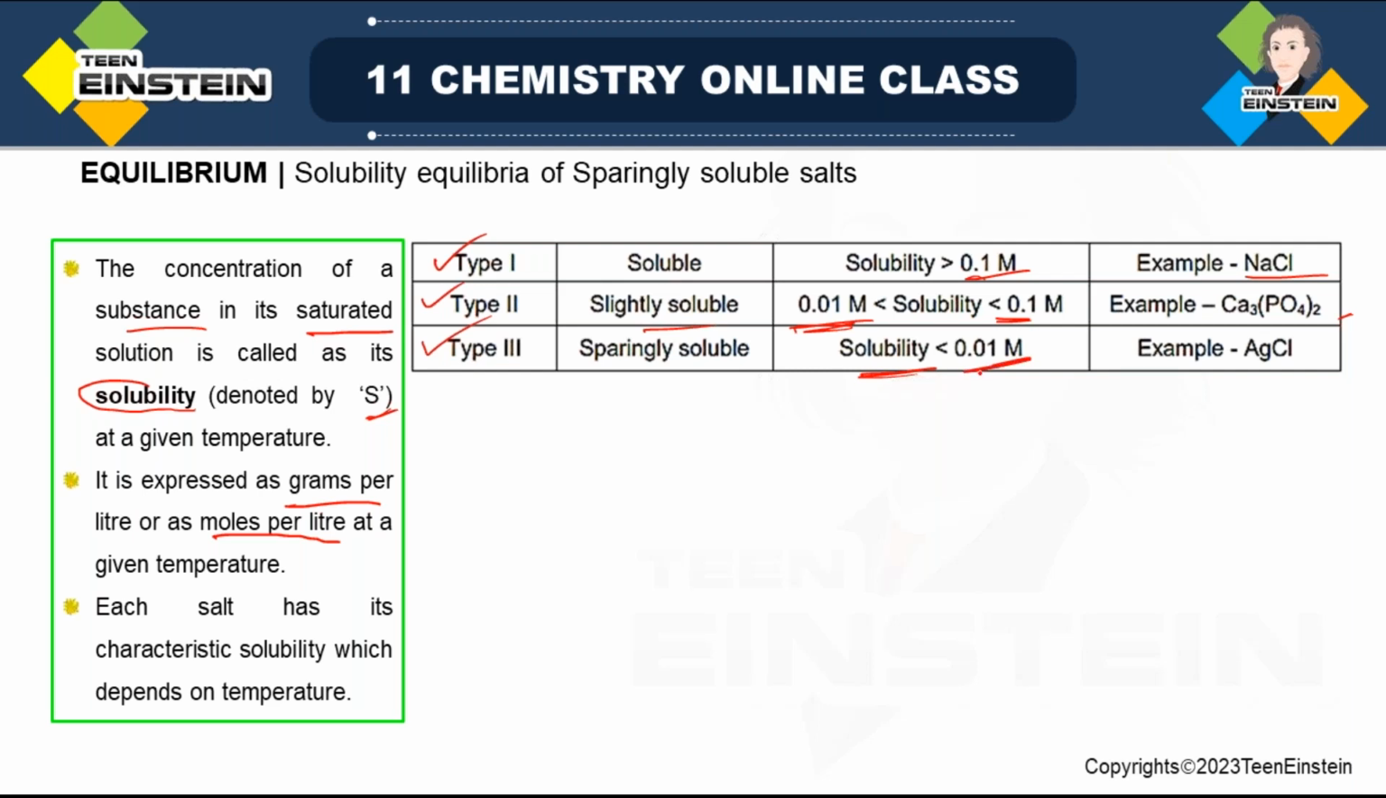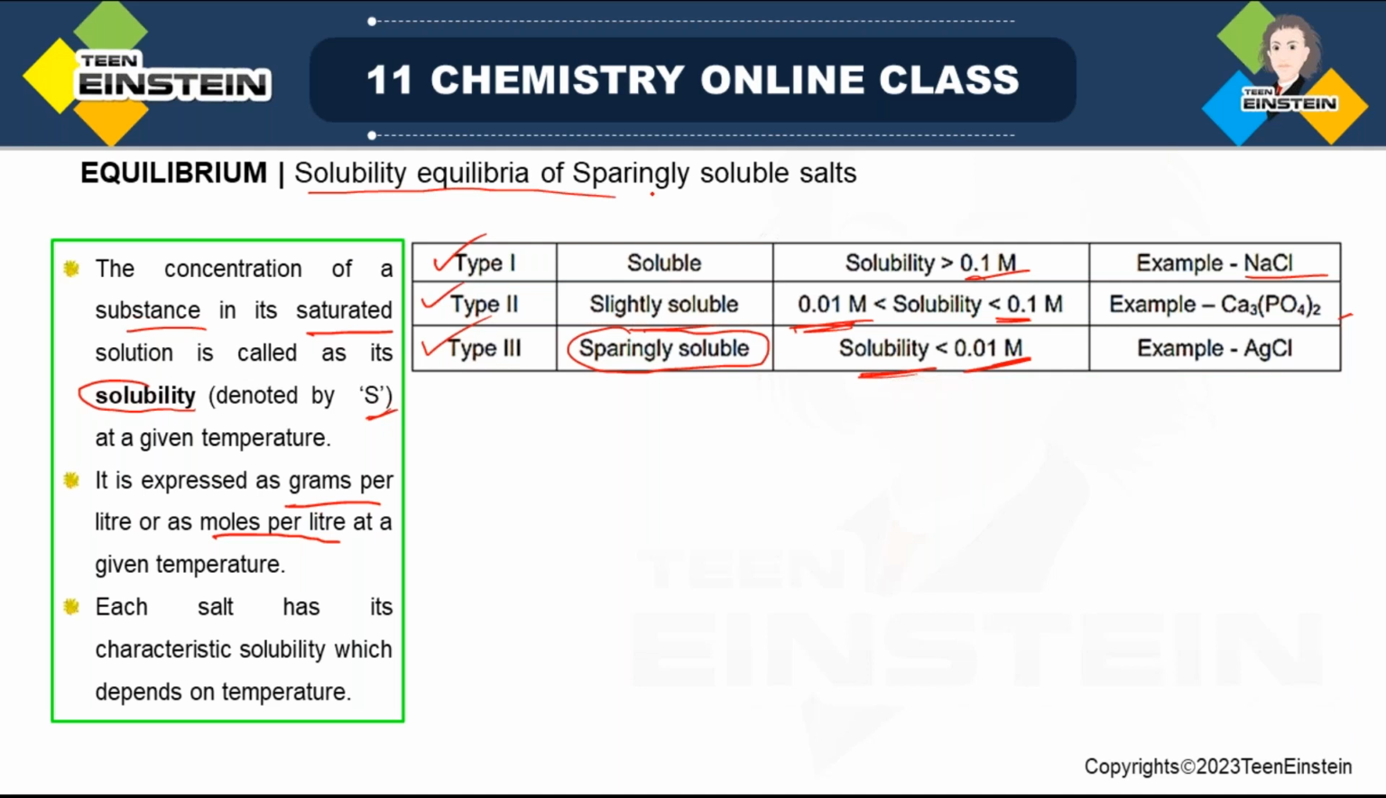Its solubility value, this capital S value, is lesser than 0.01. So based on this scale, we can define sparingly soluble salts, and our focus will be on these salts only, not type 1 or type 2. We are talking about type 3 only. Here we will see what type of equilibrium exists in the solution of a sparingly soluble salt. That is the topic: solubility equilibria of sparingly soluble salts.